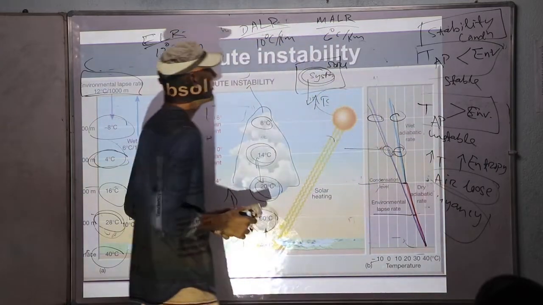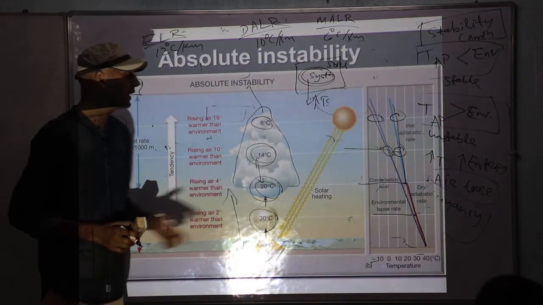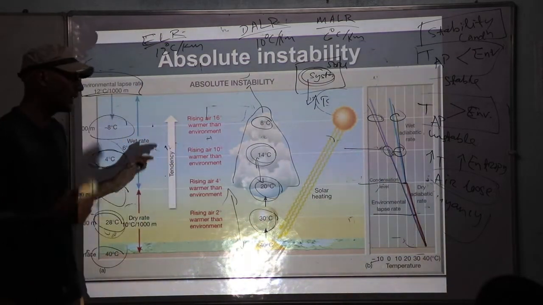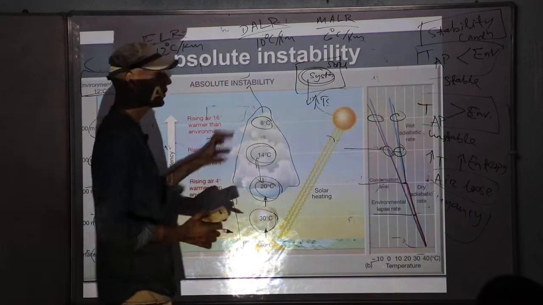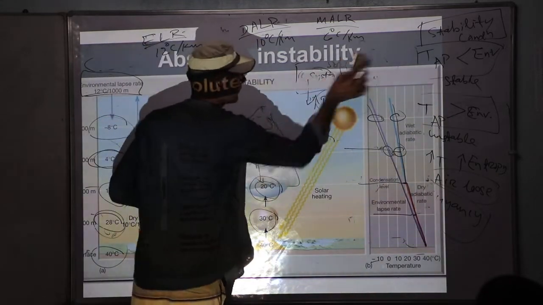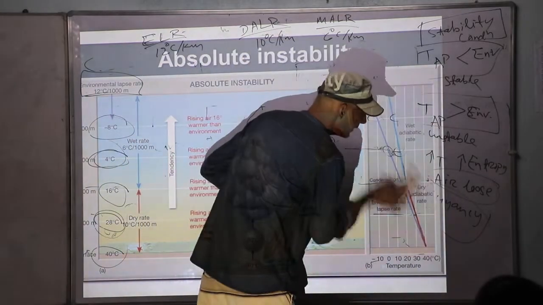So this will lead to the absolute instability condition, and that leads to formation of thunderstorm-like events and a greater amount of precipitation and vertically developed clouds. Okay, so we can see the condition here.